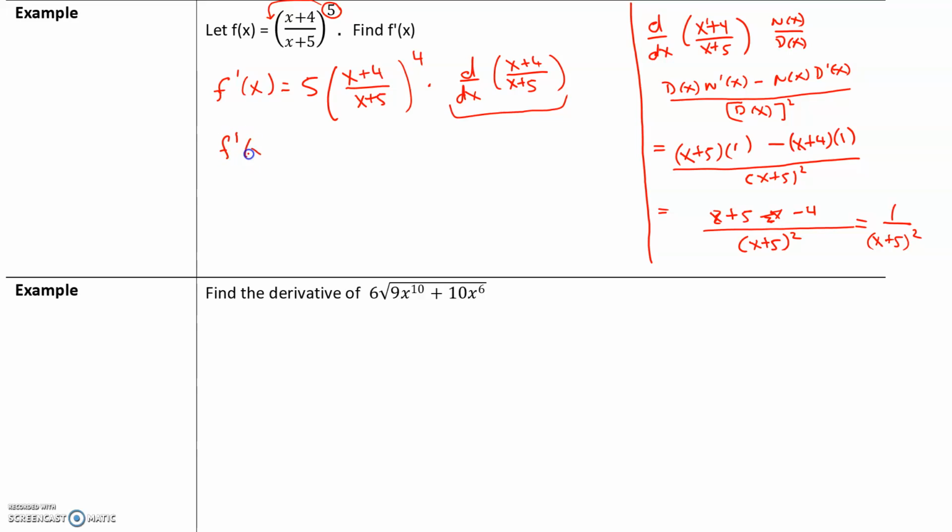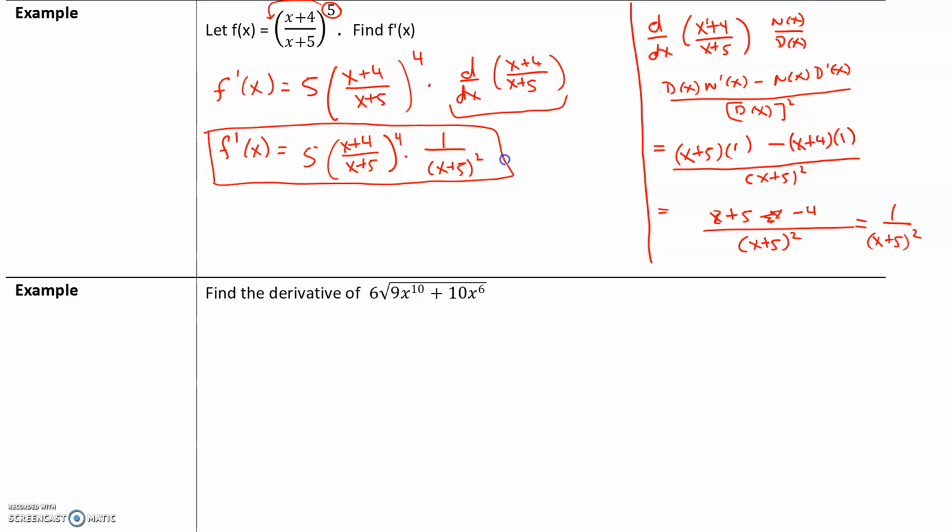So we're going to say that f prime of x is equal to 5 times (x plus 4 over x plus 5) to the fourth power times 1 over (x plus 5) to the second power. Now you can leave your answer like this. For the homework, if you really want to simplify this a little bit further, you can. I'm going to show you how, but you don't have to.